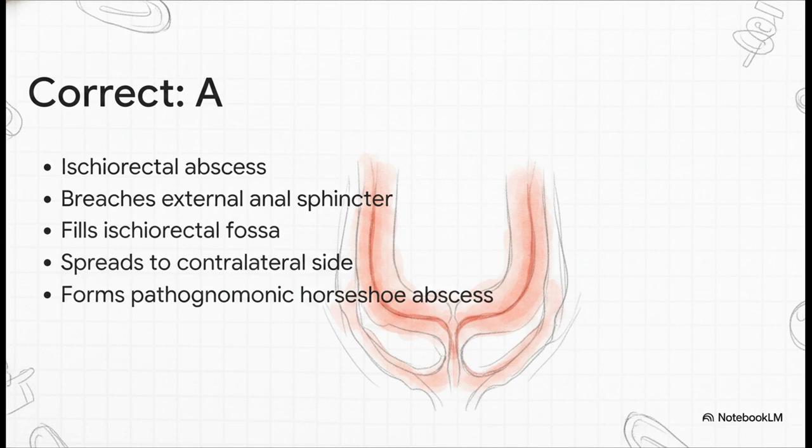Because the deep postanal space connects the right and left ischiorectal fossa posteriorly, the infection readily spreads over to the contralateral side. This forms what we call a pathognomonic horseshoe abscess. These tend to contain massive volumes of pus and present with diffuse, indurated swelling straight across the buttocks.